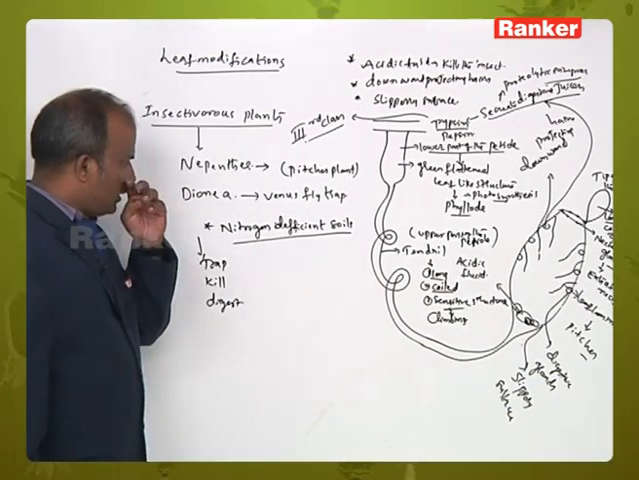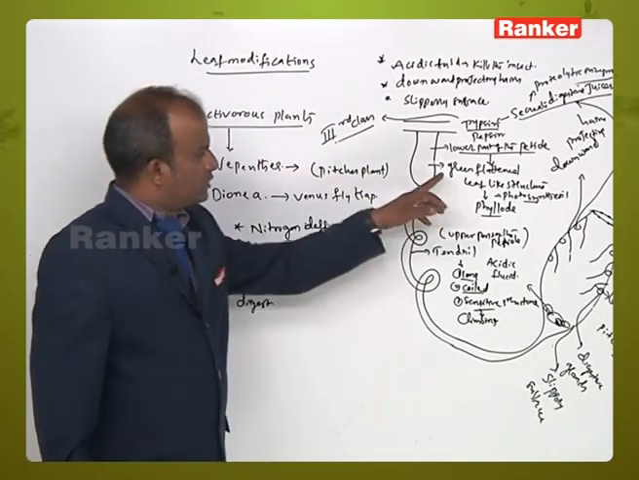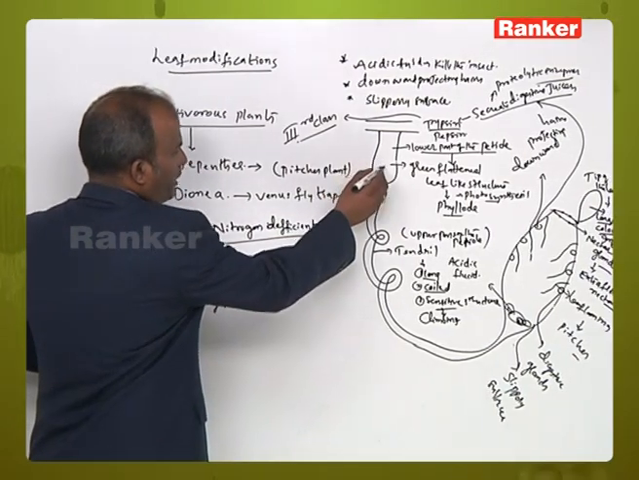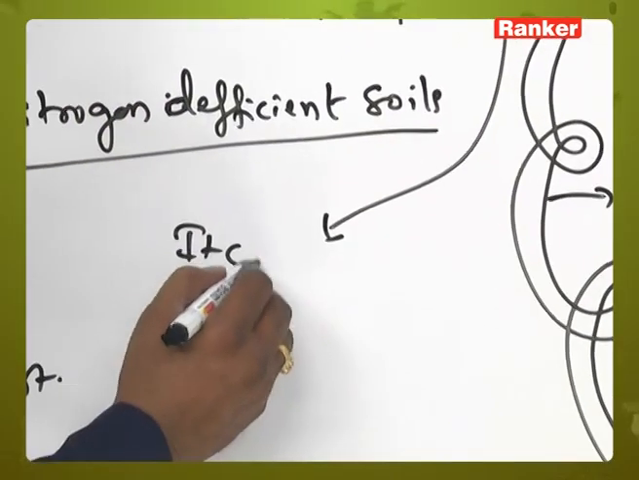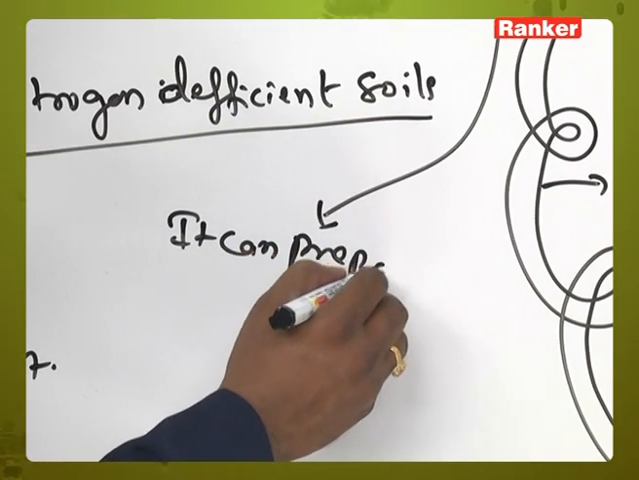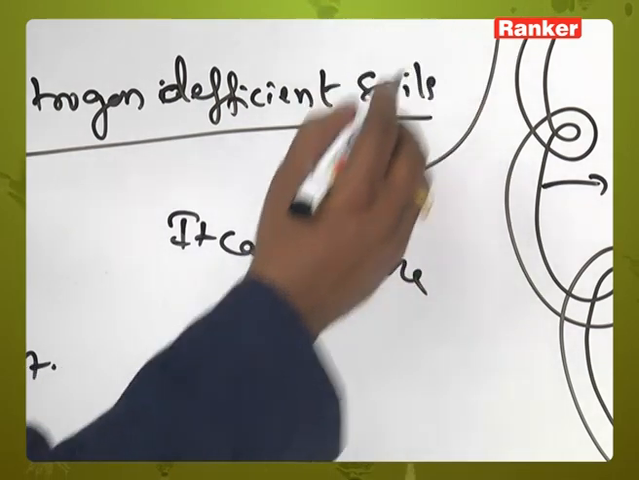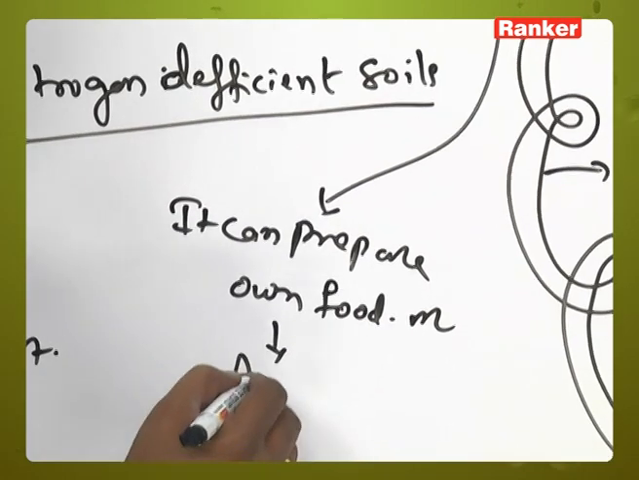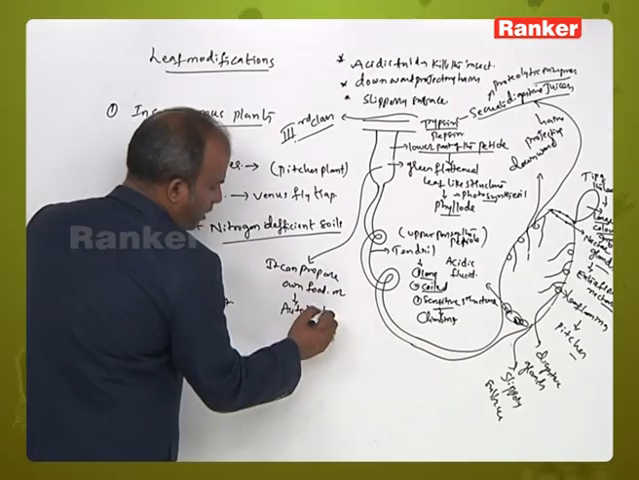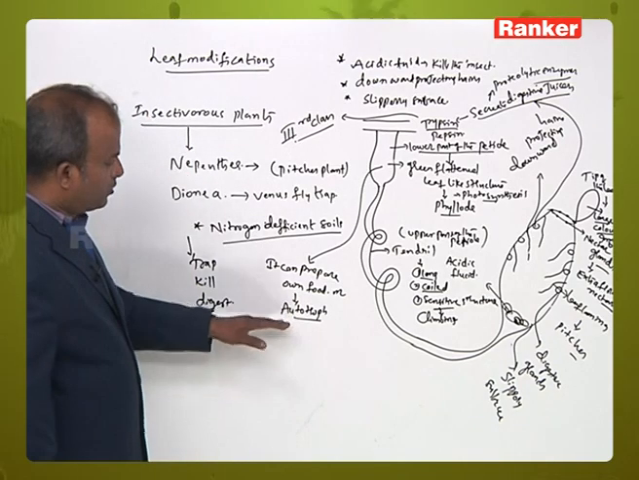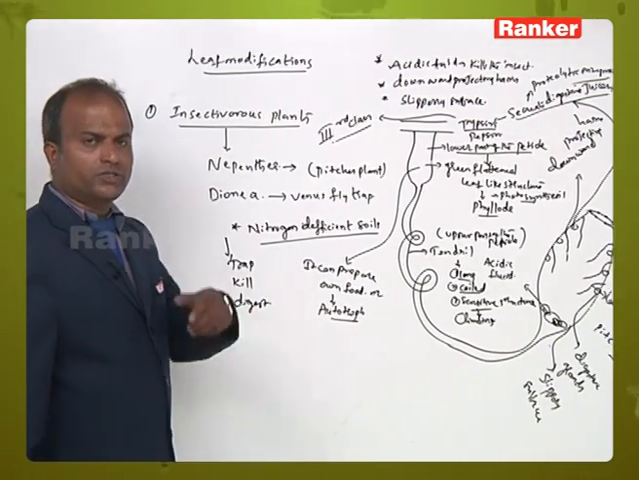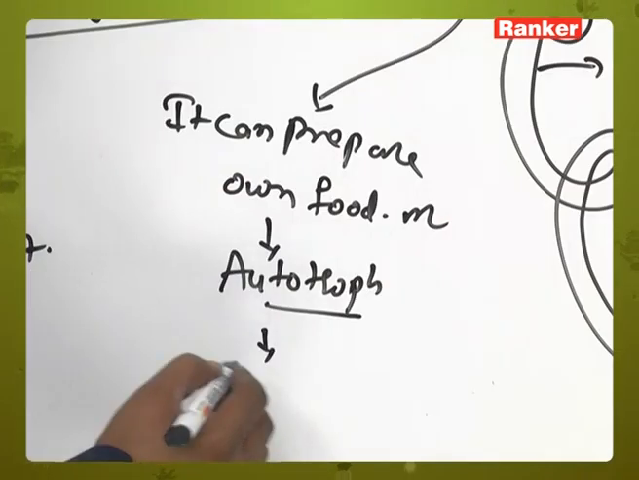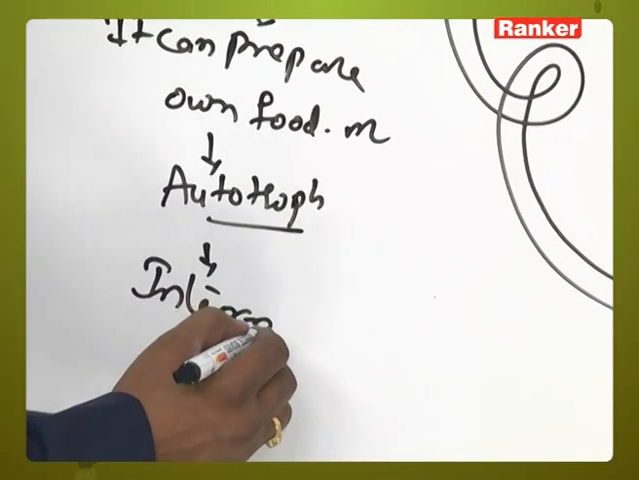Now what happens here, as Nepenthes shows a green flattened leaf-like structure, that is nothing but phyllodes. That means it can prepare its own food materials. Can we call this an autotroph now? Yes, it is called an autotroph. That means whether it shows internal digestion or external digestion, it shows internal digestion.